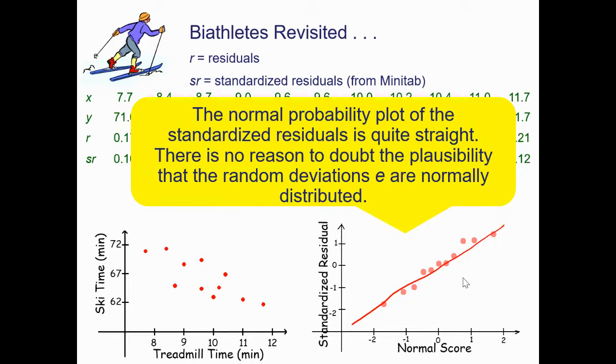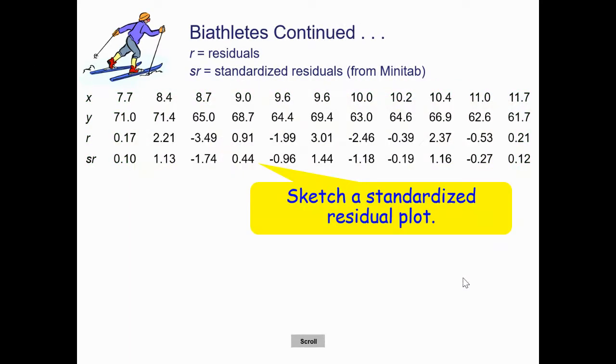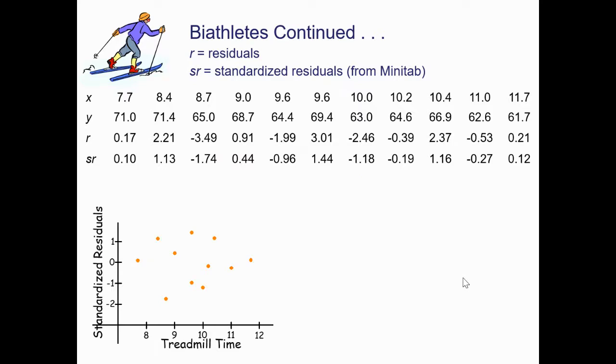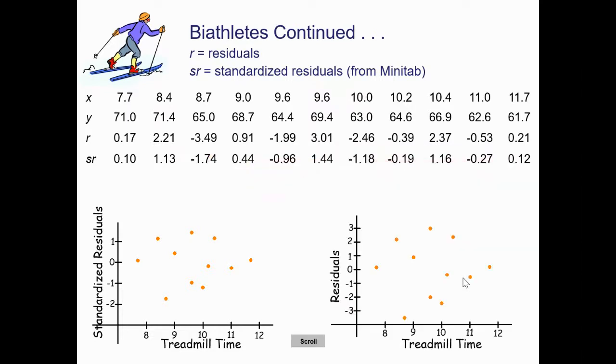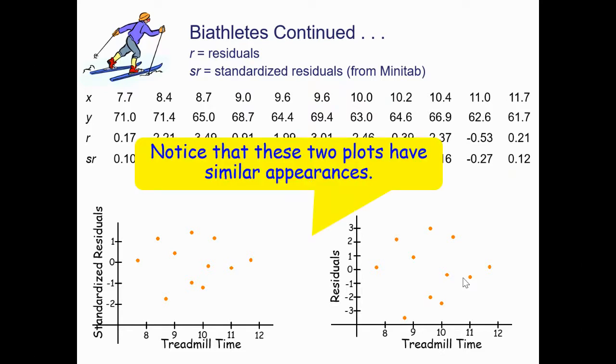So if we were analyzing this data, once we saw that, we'd say, okay, fine, let's take it a step further. Let's look at standardized residuals. So I do the standardized residuals versus my x values. Do you see any pattern in that plot? No. So far we're looking good. It doesn't show any evidence of a pattern or a wedge or anything like that. So we can look at just the normal residuals and see if we see a pattern. No pattern there. And they look the same. You notice the plots both look pretty similar.